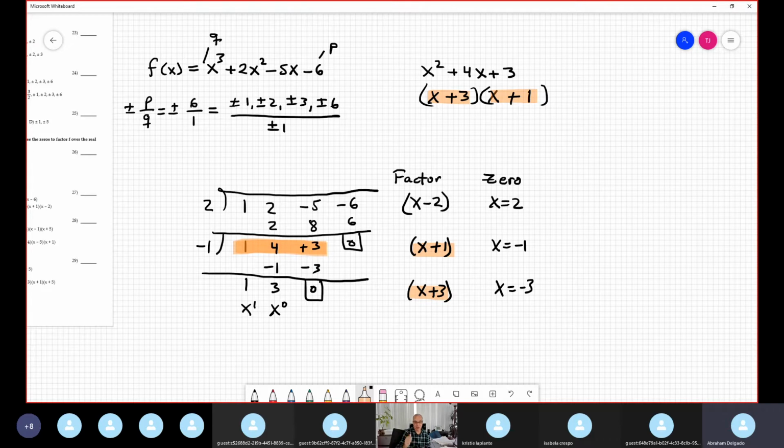And fortunately, I'm happy when the remainder is 0. When the remainder is not 0, then this is not good, no factor. Okay, do you understand this idea very well? Yes. Excellent.